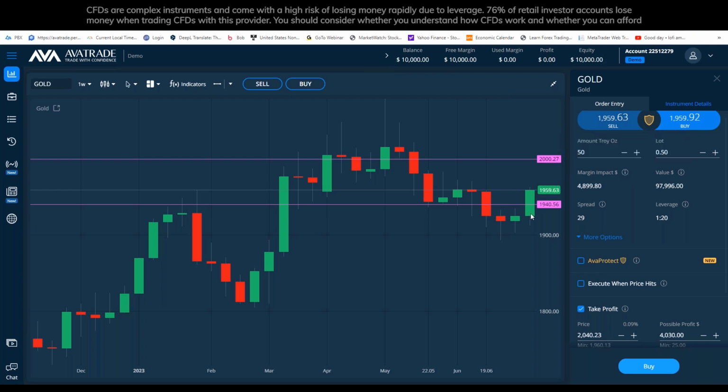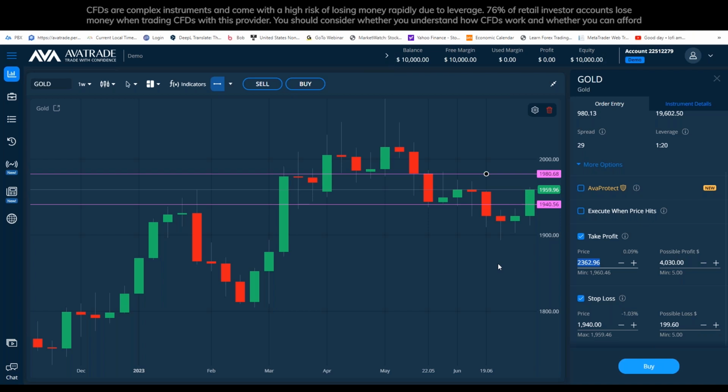5,000, maybe. Okay, maybe. Let's reduce it to even more. I'll reduce it to 10 ounces. Okay, and 10 ounces, and I'm going to reduce that to here as well. There we go. There we go. Okay, so if, let's see.